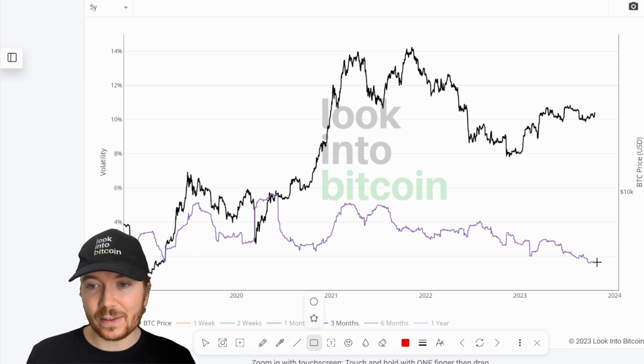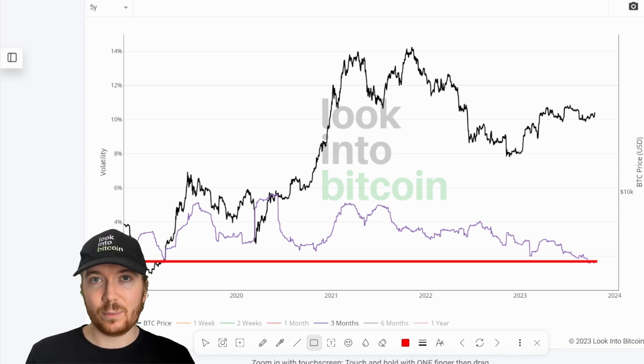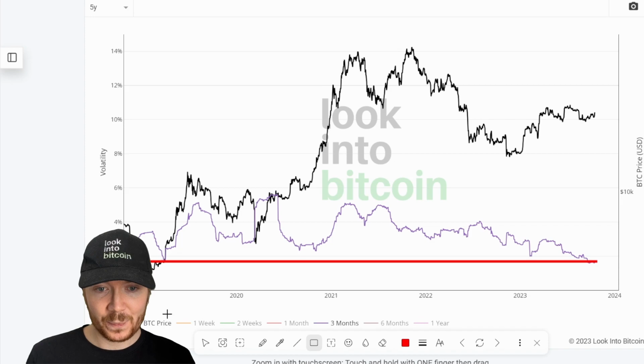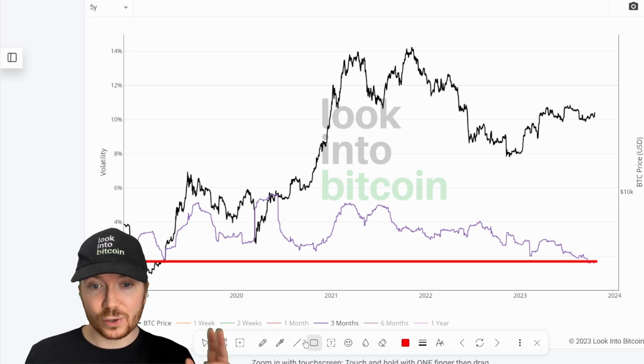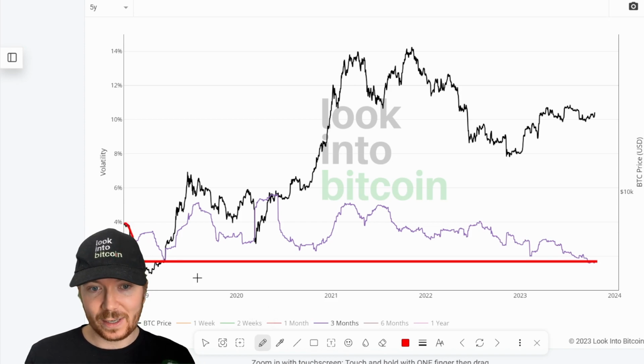We can see here, looking at the 3-month volatility, this is actually a pretty crucial turning point historically for Bitcoin. It's only actually reached levels this low, especially in the past few years anyway, on 2 separate occasions, and that was just prior to the big dump we had in 2018.